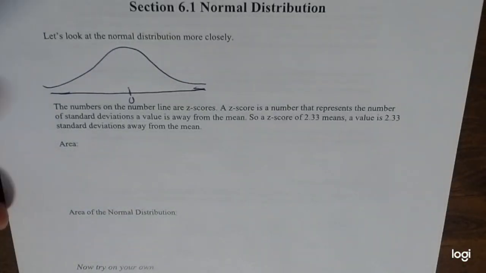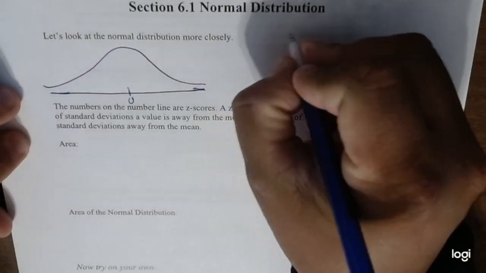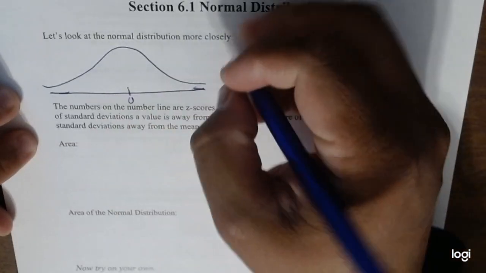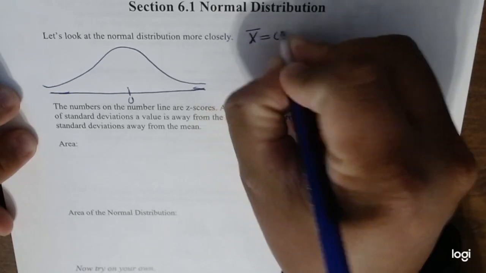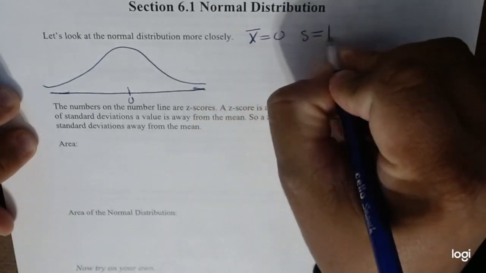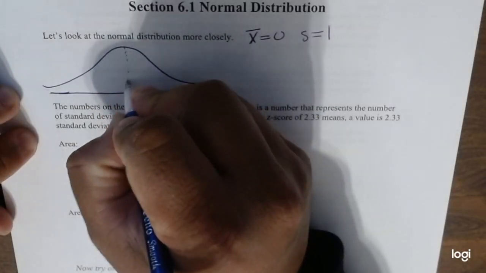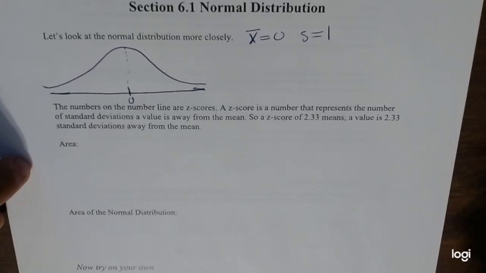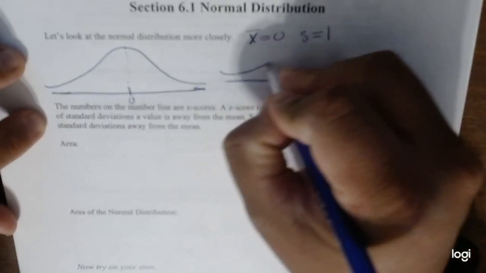Okay, so the first thing is let's talk about this more closely. When it comes to the normal curve or the bell-shaped curve, again, the normal distribution, the first thing we want to talk about is the mean is always equal to 0, and the standard deviation is always 1 in our case. So 0 is always in the center because that's the mean itself, and the standard deviation is always 1.